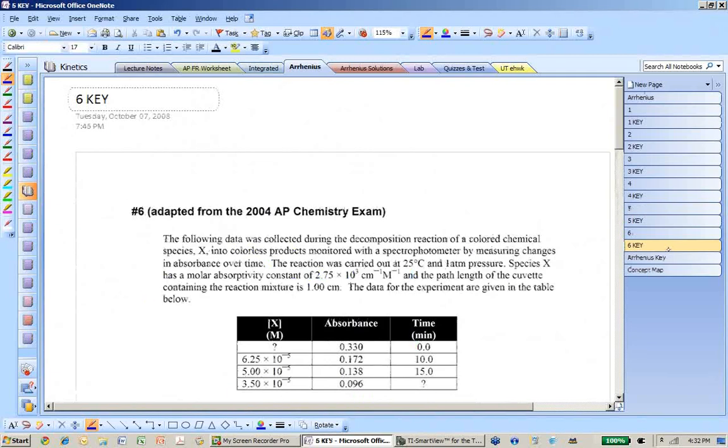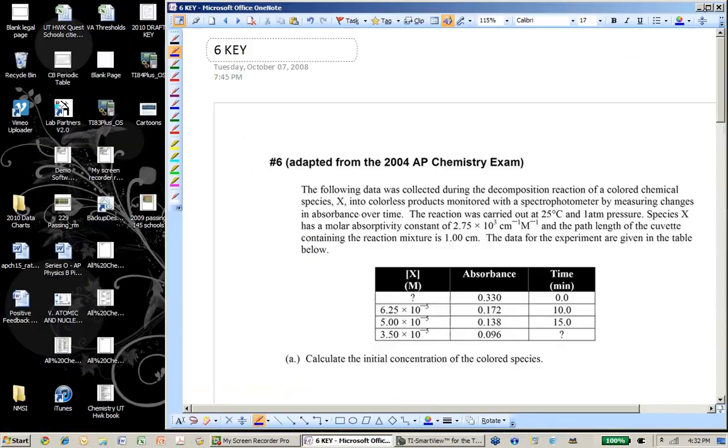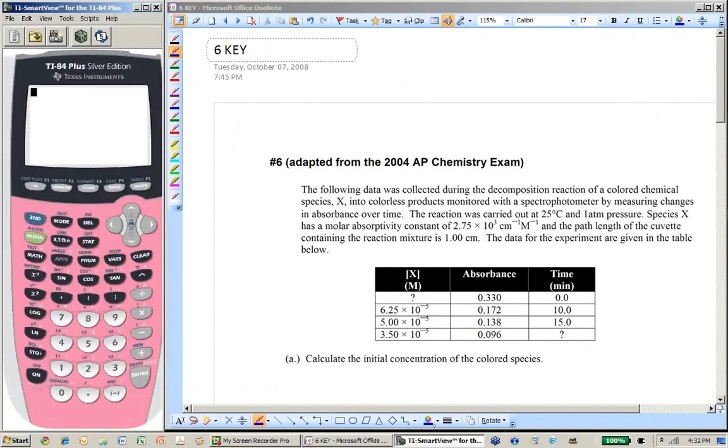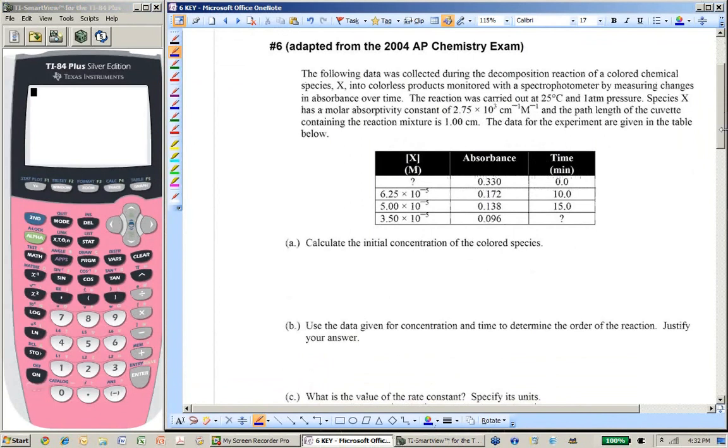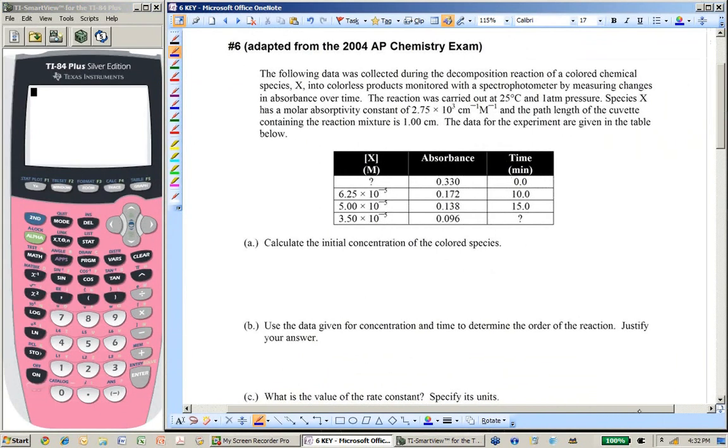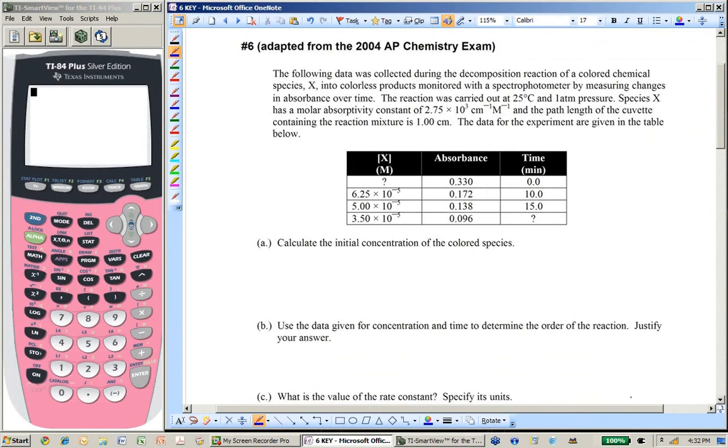So this one is adapted. I am going to need a calculator for this one, I know. And there it is. So this is adapted from the 2004 exam. It was number 6. Oh, no, I made it number 6. I don't remember what number it was. It might have been number 2 or 3, because you definitely had a calculator with this. But we already know we're in trouble when we see question marks in a data table, right?